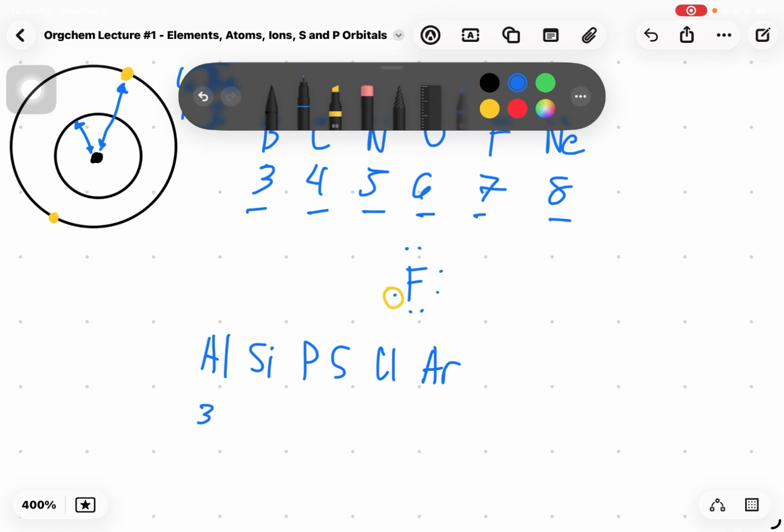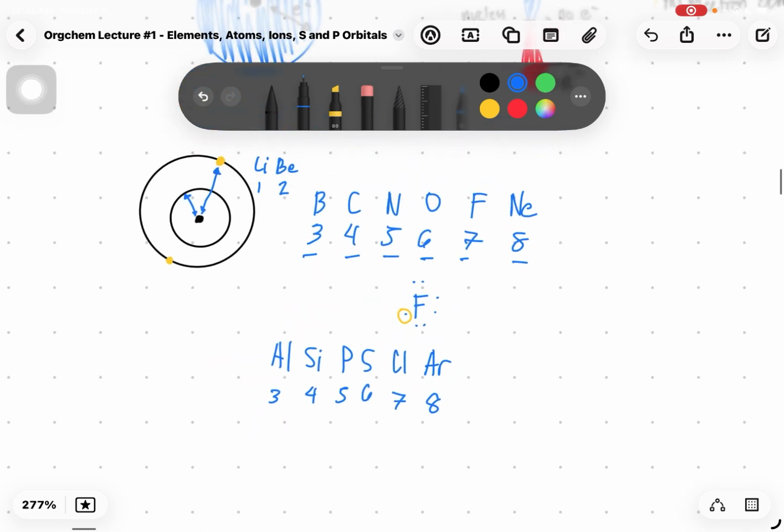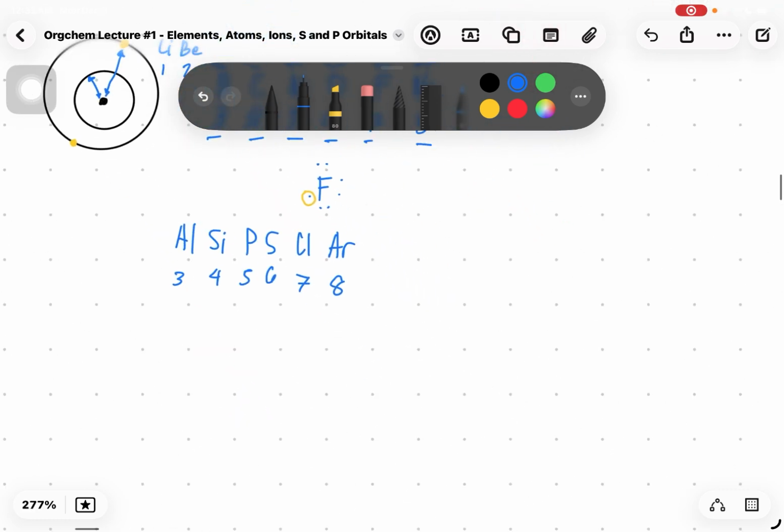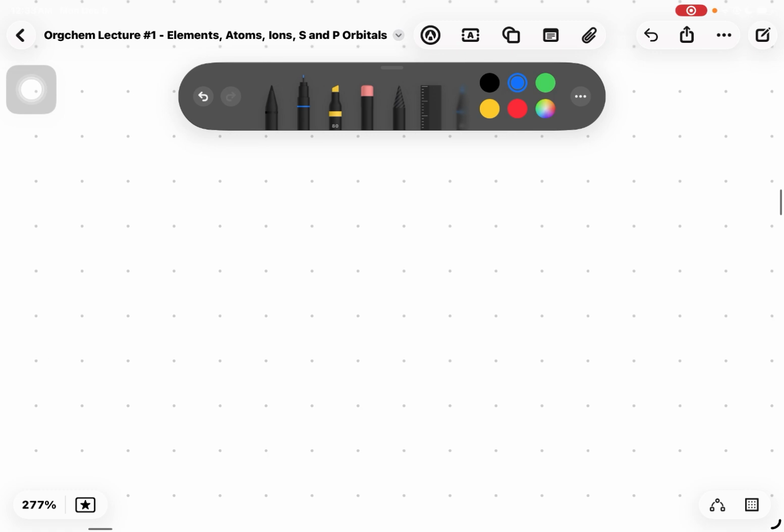Aluminum would have 3, silicon would have 4 valence electrons, phosphorus would have 5, sulfur 6, chlorine 7, and argon 8. And that's it. Now let's apply this to one problem.